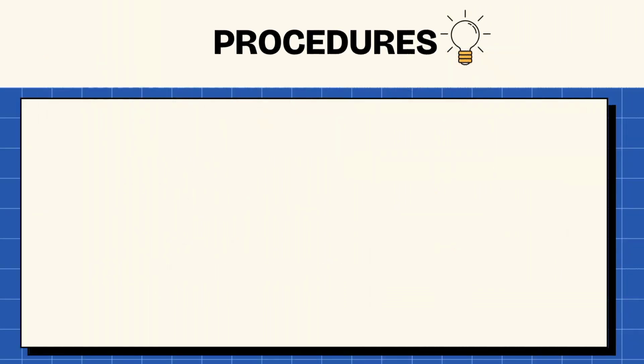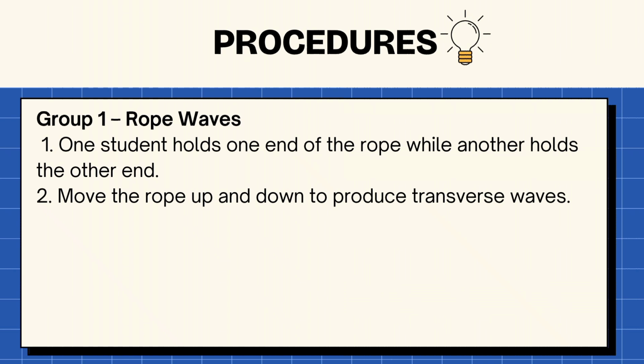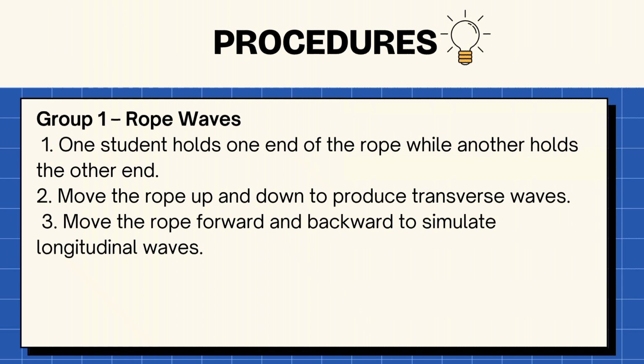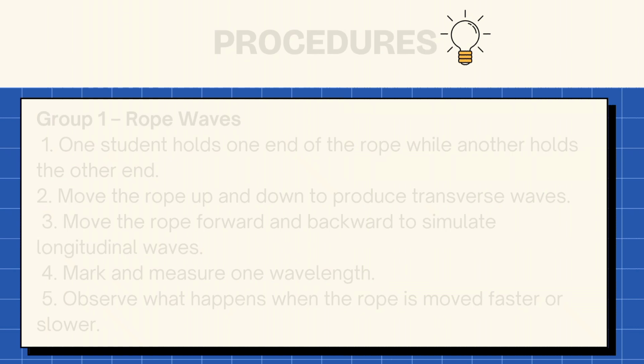For procedures, these are the procedures for group 1, the rope waves. One student holds one end of the rope while the other holds the other end. Second, move the rope up and down to produce transverse waves. Move the rope forward and backward to simulate longitudinal waves. Mark and measure one wavelength. And then lastly, observe what happens when the rope is moved faster or slower.